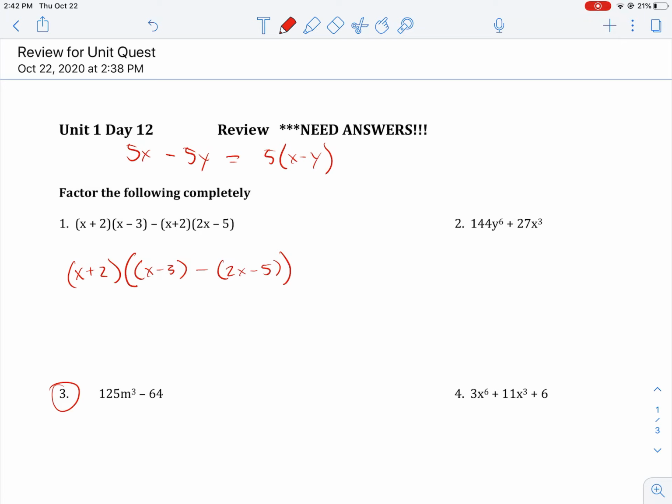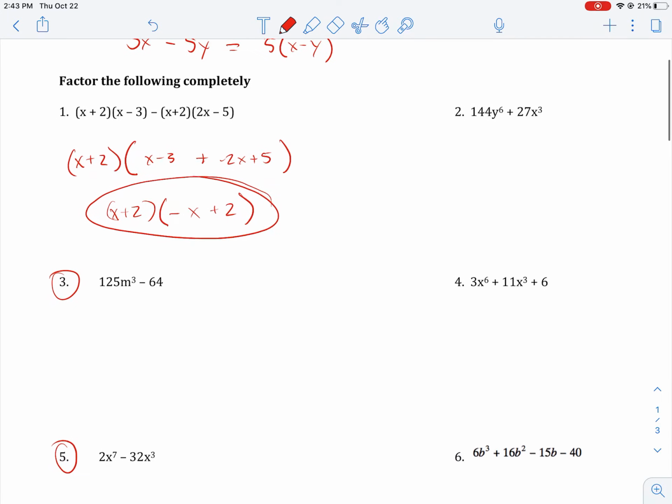Okay, my next step, I'm going to distribute this negative sign. So this becomes a plus, that becomes a negative, and that becomes a plus. Now I can get rid of my parentheses. I will combine like terms. So I get x plus 2 on the outside, and then x minus x gives me a negative x, and 5 minus 3 gives me a positive 2. And that is our answer. Okay? Let's go to the next one.